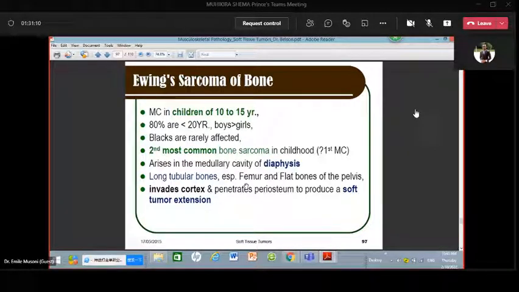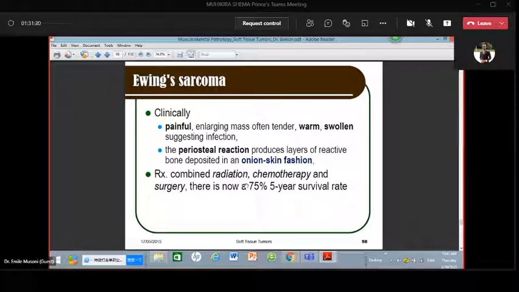They arise in the medullary cavity of the bones. They affect long tubular bones, especially the femur, and flat bones of the pelvis, invade the cortex, and penetrate the periosteum to produce a soft tissue extension. Clinically, Ewing sarcoma is a painful, enlarging mass, warm, swollen, suggesting infection. The periosteal reaction produces layers of reactive bone deposit in onion skin fashion. On the radiograph, the treatment combines radiation and chemotherapy. Sorry, the treatment is radiotherapy and chemotherapy, and survival is around 70% at 5 years.